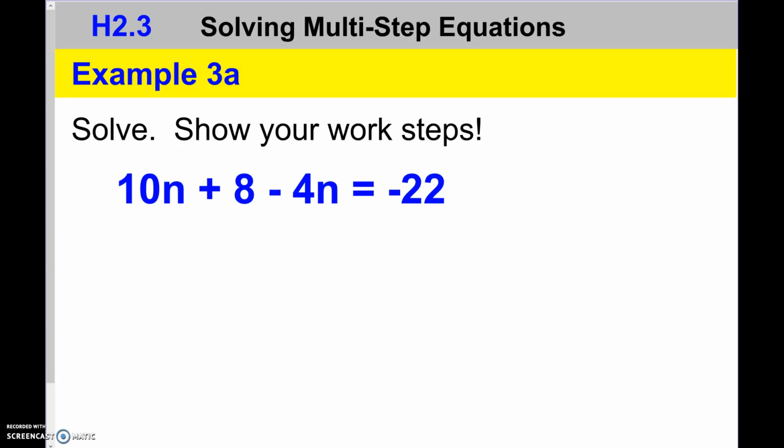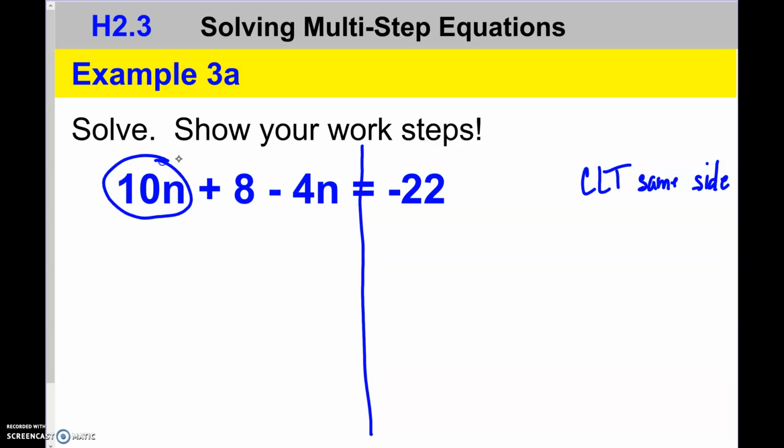All right, looks like we have another one of these. All right, so draw my line down the middle. We are going to combine like terms that are on the same side. Okay, on the same side. So we've got 10n, no n, and a minus 4n. So 10n minus 4n is 6n plus 8. We have to keep that guy around.